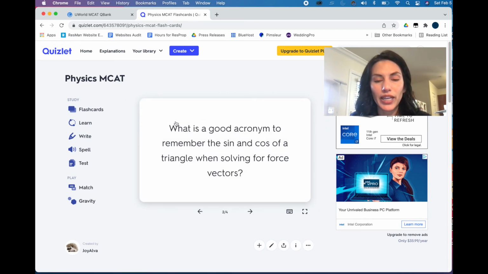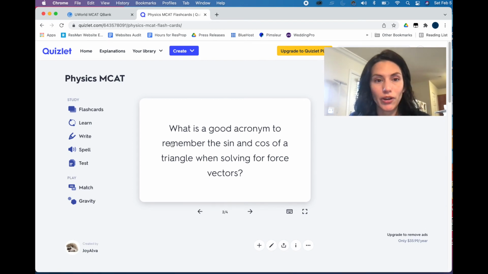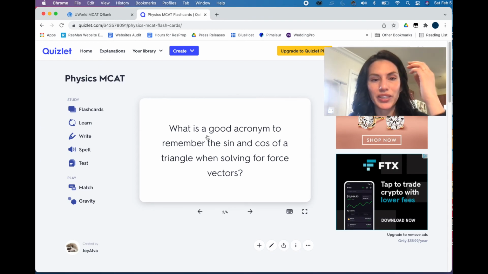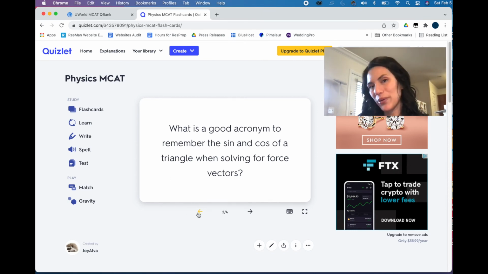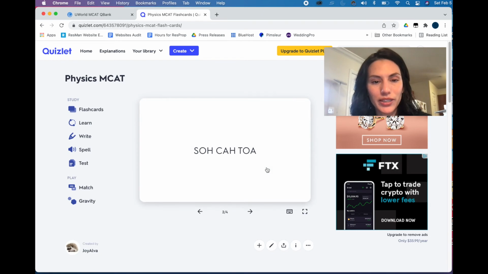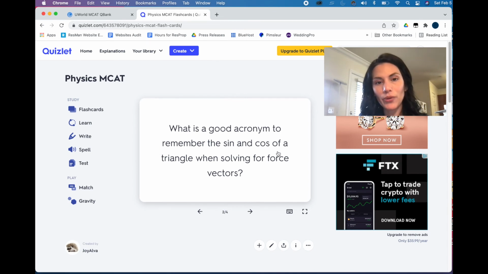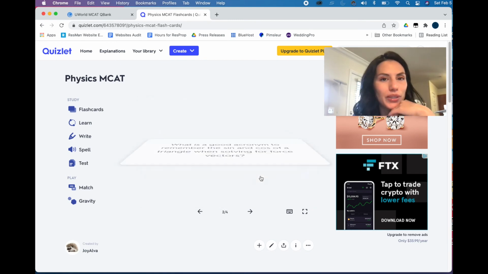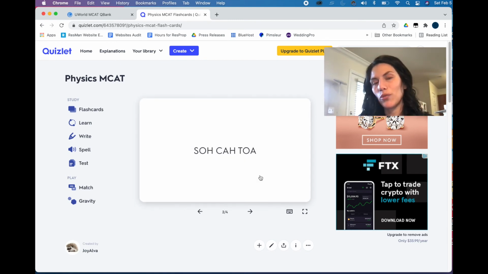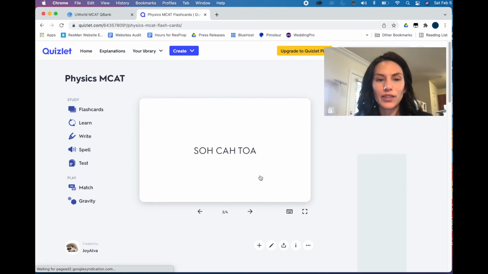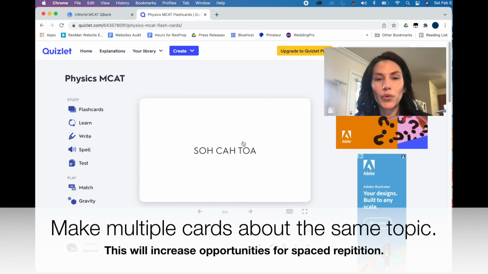This is another card that's related, so if this were another topic that I needed to know, make another card out of it. What is a good acronym to remember the sine and cosine of a triangle? Oh, so this card is actually the same question as before, but it's worded backwards. And so SOHCAHTOA. And so with both of these cards here, what does SOHCAHTOA mean? And then, what is the acronym that you would use to figure that question out? It's asking you the same thing, but the questions are worded a little differently. And so I highly recommend that you do more than one flashcard per question if you can.